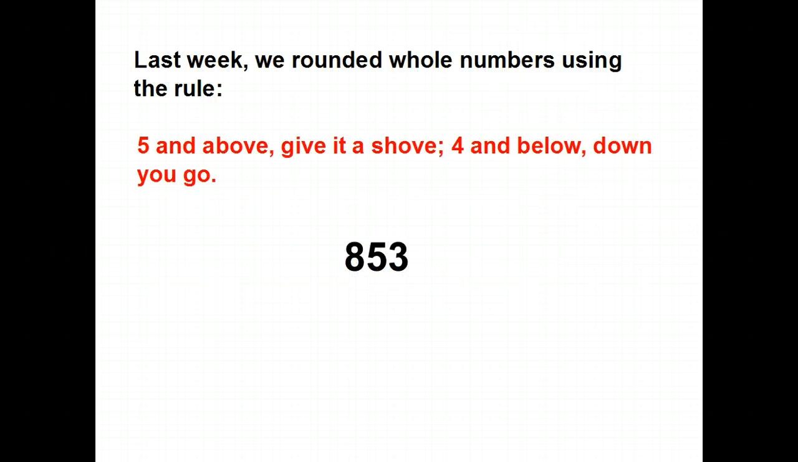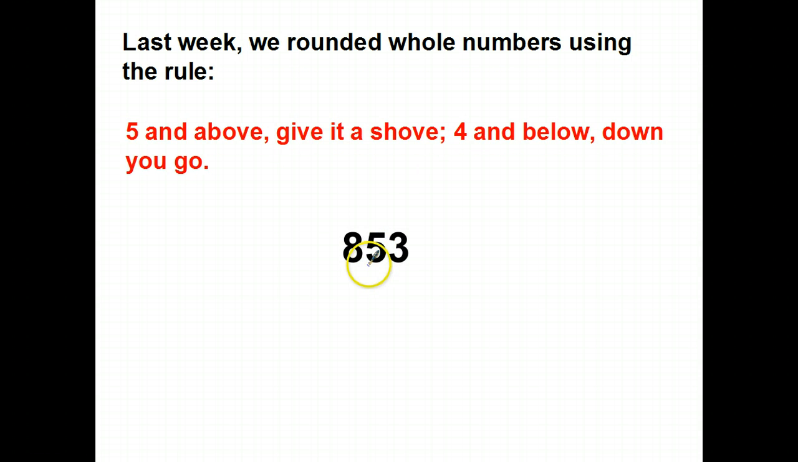So last week we rounded whole numbers using the rule 5 and above, give it a shove. 4 and below, down you go. So let's look back at a whole number example. You see the number 853. Let's round this first to the nearest 10, which means I need to find my tens place and underline it. There's a 5 in the tens place. Let's look to the right. It's a 3. 4 and below, down you go. So 853 to the nearest 10 is going to be 850. Remember, every digit behind the underlined digit becomes a 0.